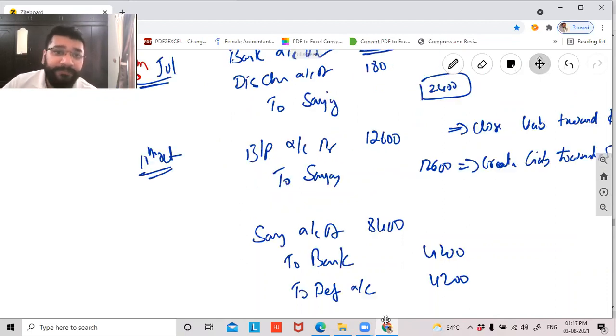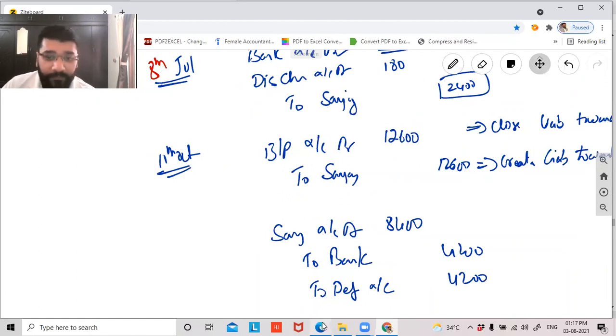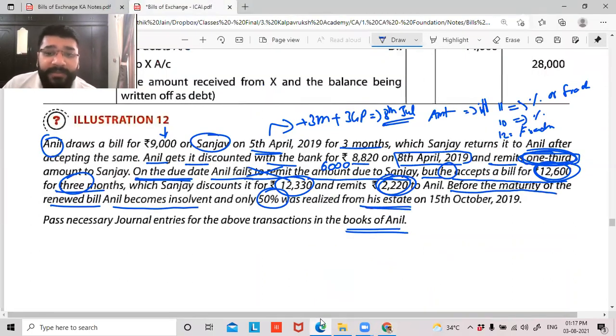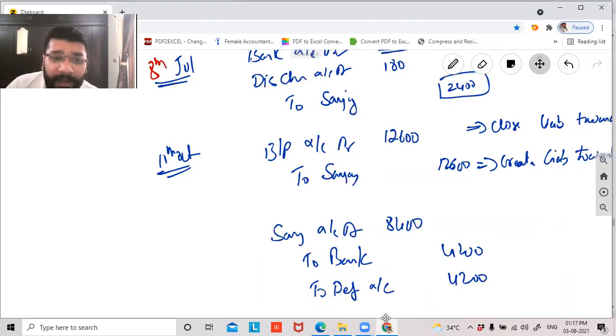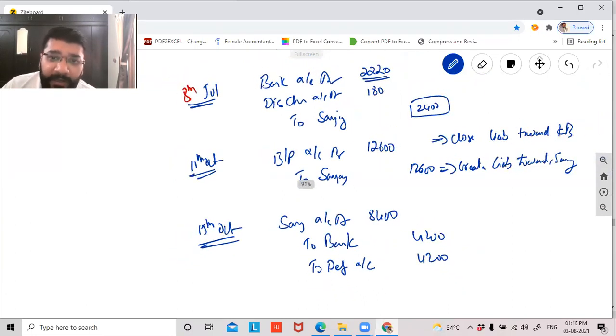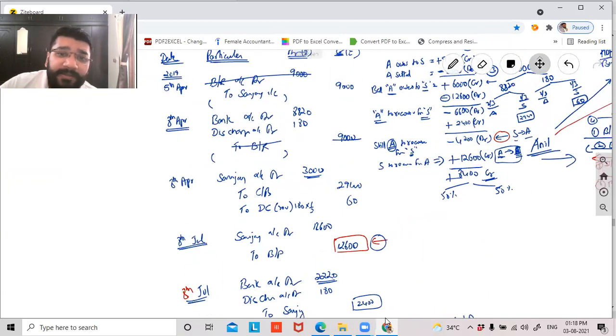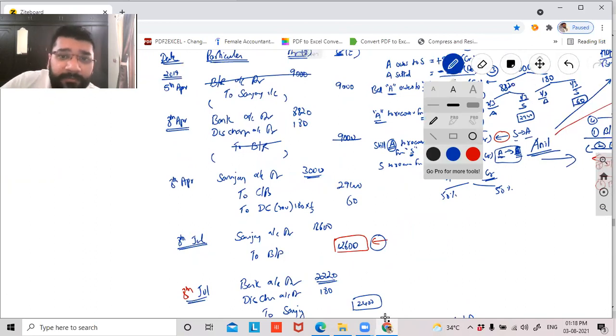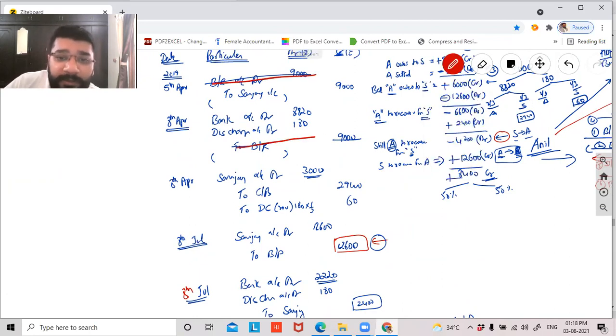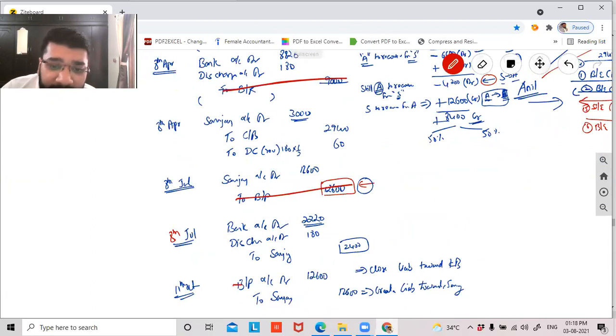Any difficulty in this, please? And this money which is realized from the property of Anil is on 15th of October. So this entry is being passed on 15th of October. Now let's see, guys, whether all the accounts have been closed or not. If you see, in the beginning itself, bills receivable account was closed. Bills receivable 9,000 credit closed. Then bills payable 12,600 credit and bills payable 12,600 debit was closed.